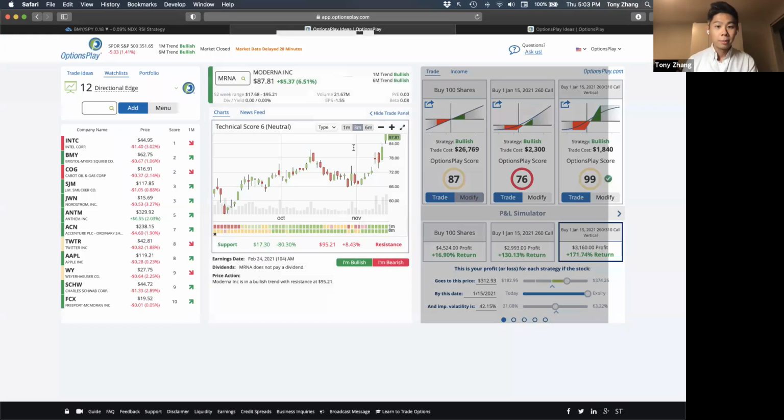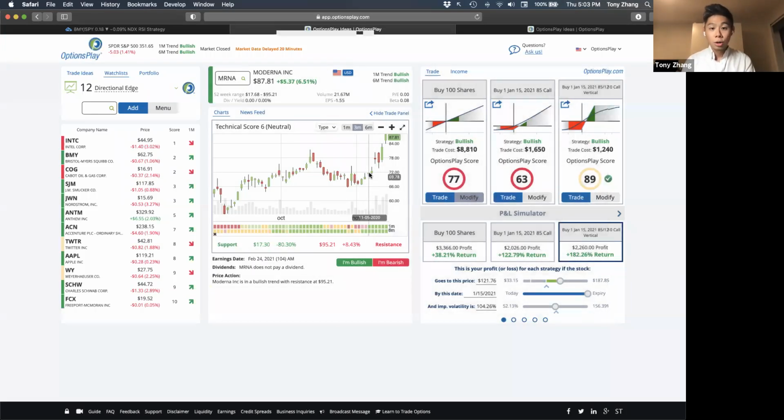mRNA, if I'm not mistaken, that's Moderna. Moderna turned positive again on November 5th. So if you had Moderna in your watch list, it is neutral, but started to turn higher, starting to break out above that resistance level. So this is a stock that I think is headed higher. We already talked about GE, AAPL, and FedEx.